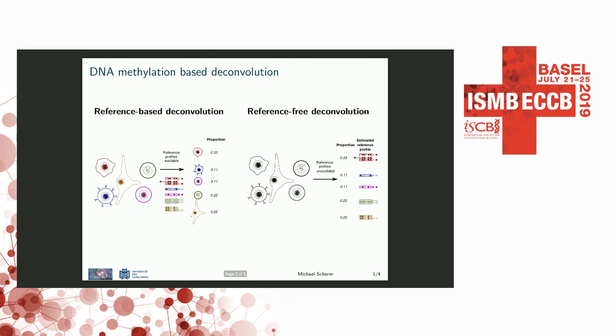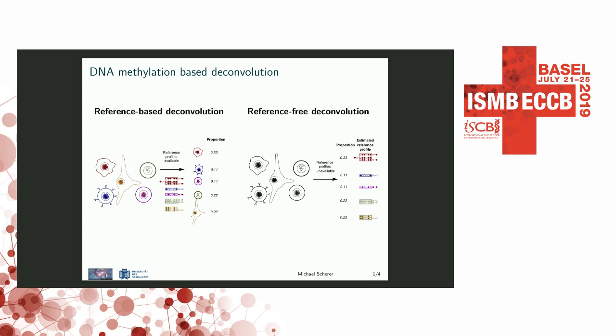So first, let me briefly introduce what deconvolution is. Imagine you have a biological sample, let's say a blood sample. This sample is bound to consist of different cell types. And the task of deconvolution now is to estimate the proportions of the different cell types in a sample. And if you have the reference profiles available and you furthermore know which cell types to expect in your sample, it is rather straightforward to infer the proportions.